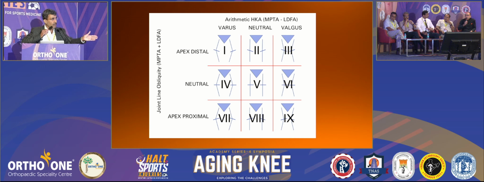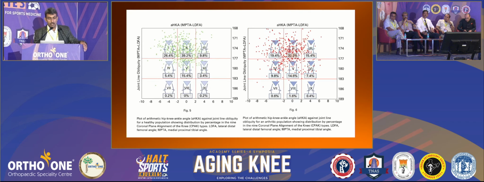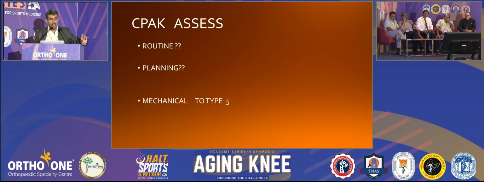On the tibial side, yes. Femur, no. Okay. So we all know what the CPAC classification is all about, and we know that CPAC 5 is the one where the joint line is absolutely parallel, and that most knees are clustered around 1, 2, and 3.